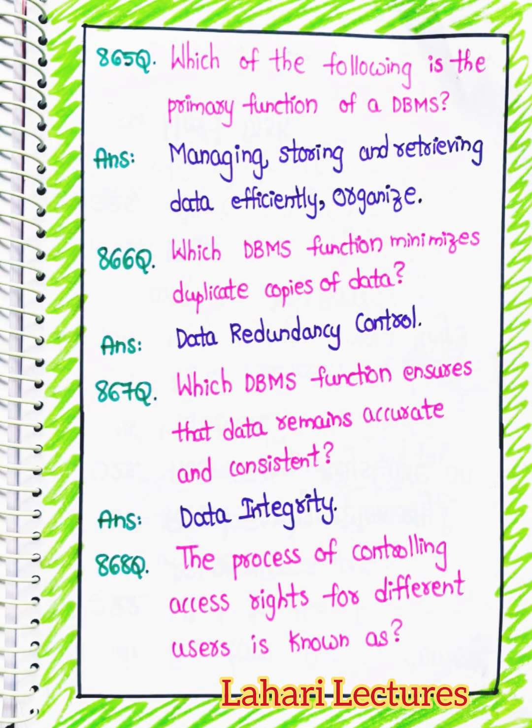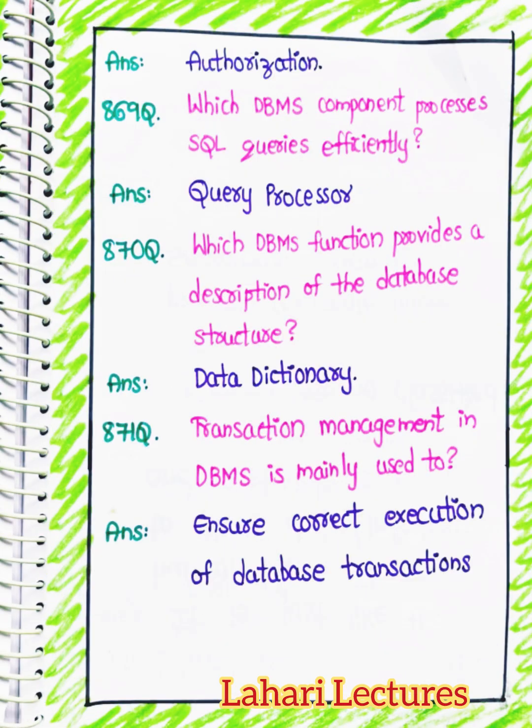Which of the following is the primary function of a DBMS? Managing, storing and retrieving data efficiently. Which DBMS function minimizes duplicate copies of data? Data redundancy control. Which DBMS function ensures the data remains accurate and consistent? Data integrity. The process of controlling access rights for different users is known as authorization.